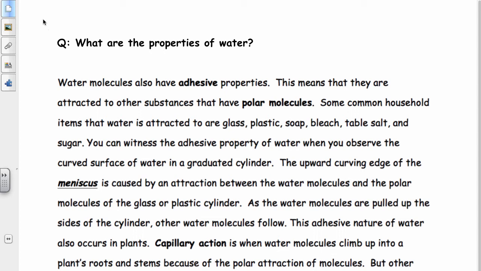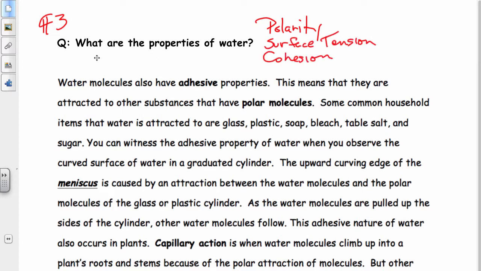So this is paragraph 3 of the reading Properties of Water. And what are the properties of water? So far we've looked at polarity, and we've looked at surface tension. We've also looked at cohesion. And so let's get on with reading.